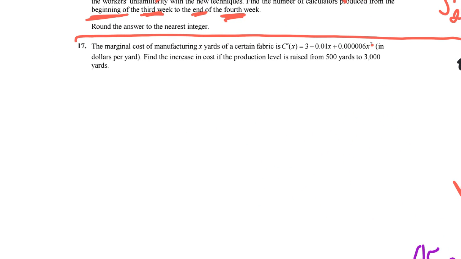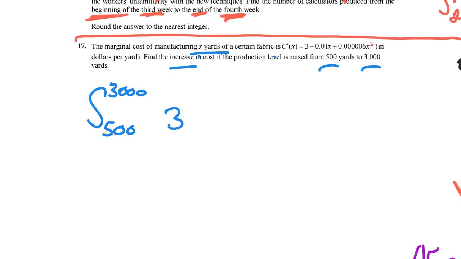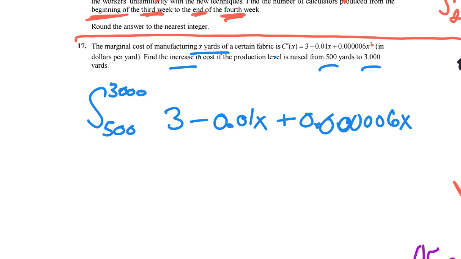Last one, 17. The marginal cost of manufacturing x yards of a certain fabric is this function. Find the increase in cost if the production level is raised from 500 to 3,000. So I'm going to do the integral from 500 to 3,000 of 3 minus 0.01x plus 0.12345 times 10 to the negative 5, x squared. So integrals increase.